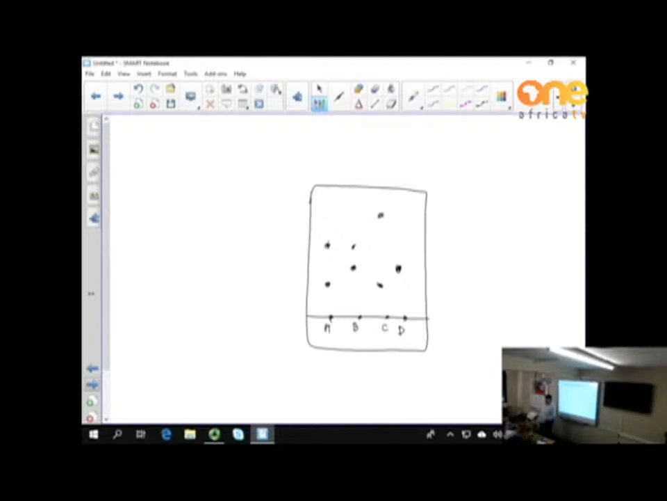Next heading there, compounds and elements. Definition of a compound: two or more substances, chemically bonded. An element is a pure substance consisting of one kind of atom. Both compounds and elements are pure. If I have a mixture, what is the definition? Two or more substances, not chemically bonded, no new properties, no energy taken up or given off.